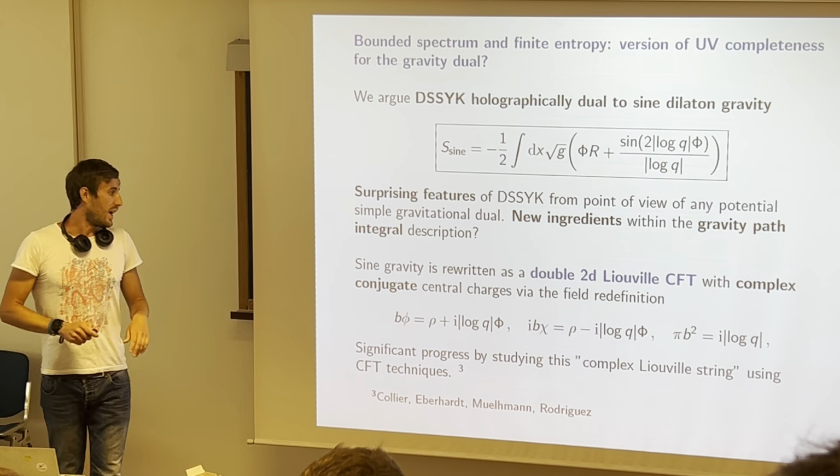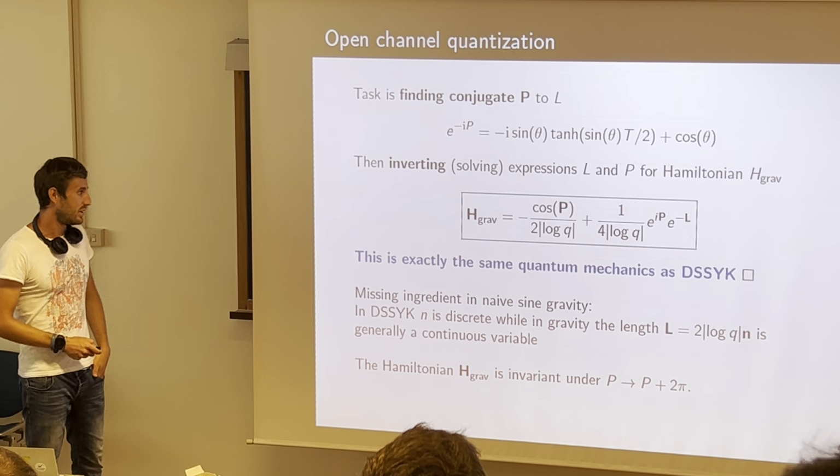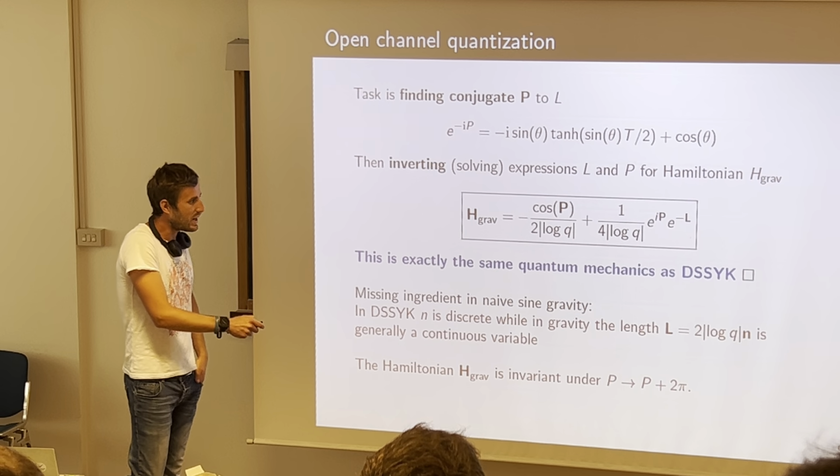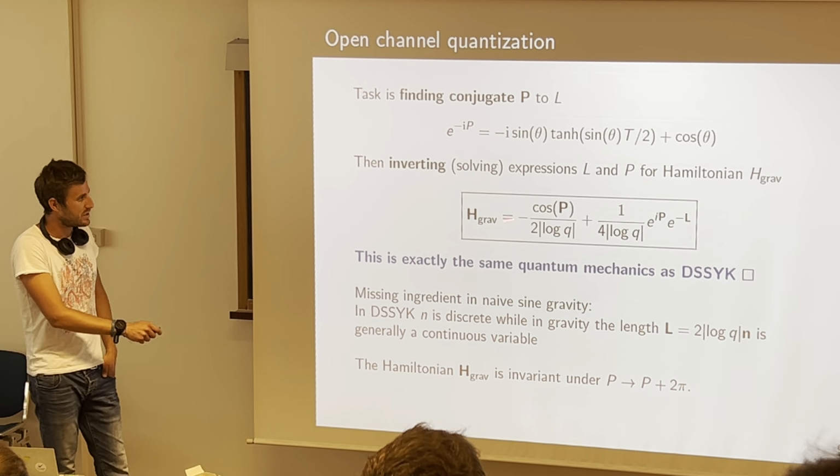If we use the holographic dictionary between L and n, and we consider e to the iP and e to the minus iP as the creation and annihilation operators in my transfer matrix that I showed you before, this is exactly the Hamiltonian, the transfer matrix of the DSSYK. So at this level, the duality is manifest because we have the same Hamiltonian for the two systems, but there's still a missing ingredient, a very important ingredient, because the number of quarks is of course a discretized value. It takes values 1, 2, 3, while it is very natural to consider a length in the bulk as a continuous variable.